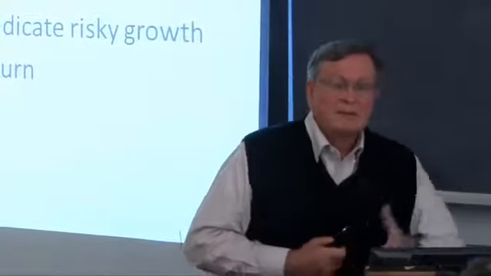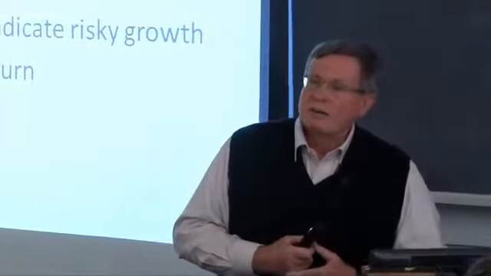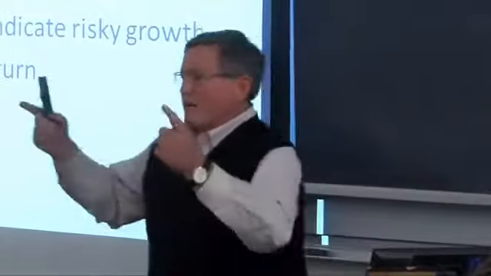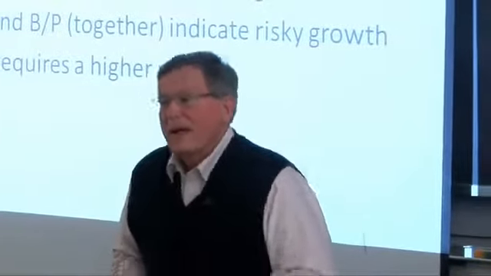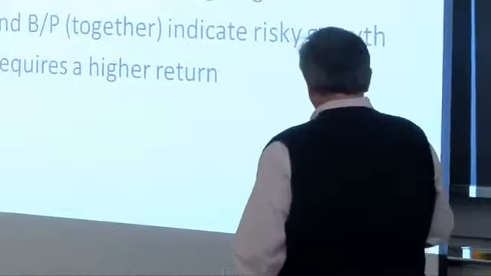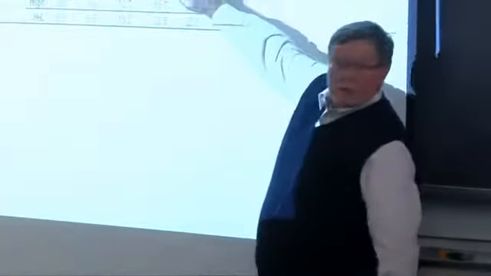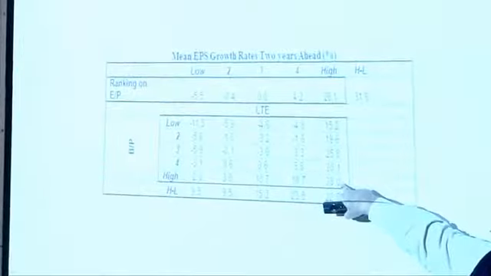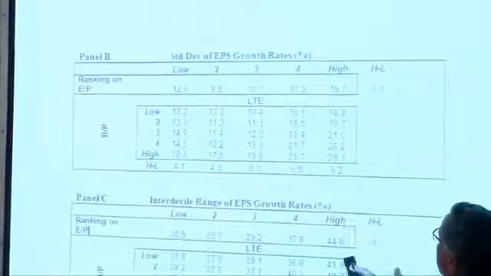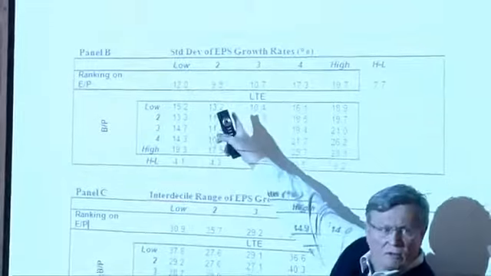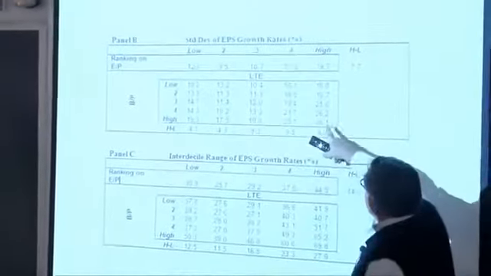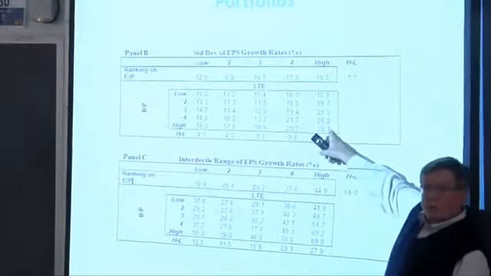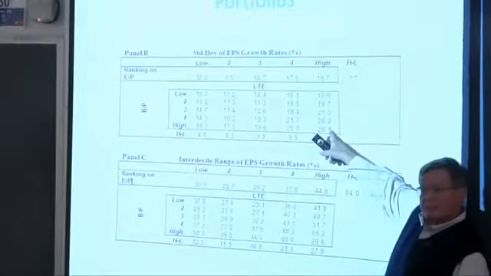Growth is risky and growth yields a higher return, and a combination of earnings to price and book to price gives you that indication of growth. And that can be an explanation for these differential returns. And just to finish up very quickly, here are the 2-year-ahead earnings growth rates for these portfolios. You see the growth rates are much higher for the portfolios down here. You also see that the standard deviation of EPS growth rates is much higher for these portfolios, which again are the high book to price and the high earnings to price.